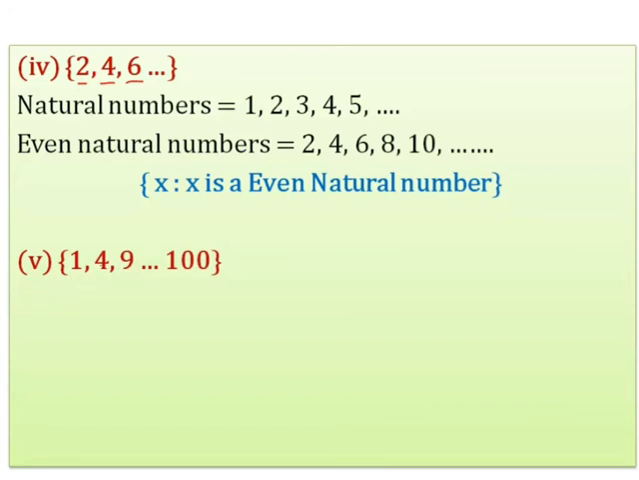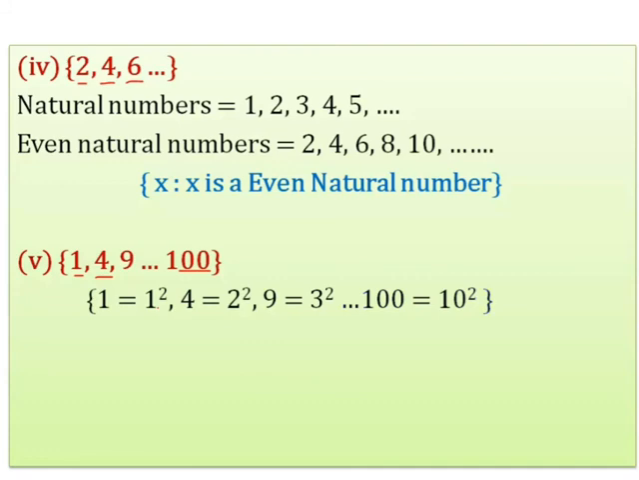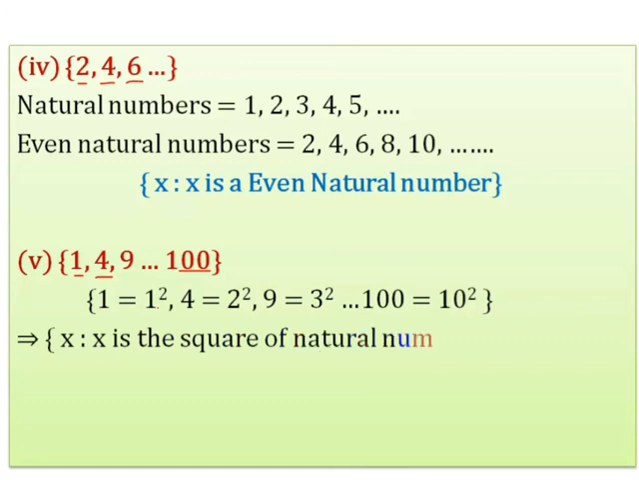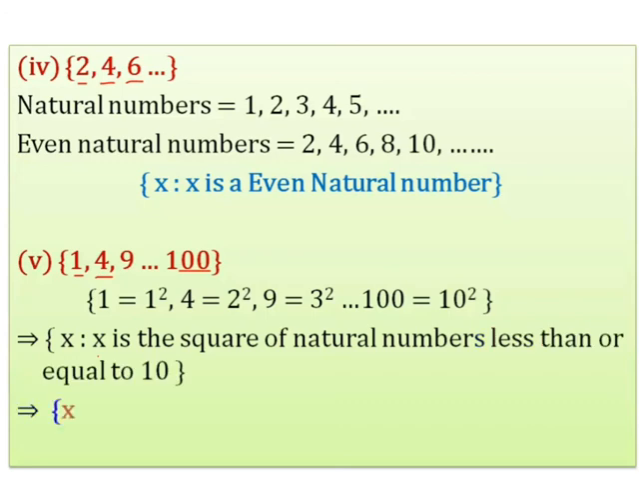Next problem is 1, 4, 9, 100. So 1 can be written as 1 squared, 4 can be written as 2 squared, 9 can be written as 3 squared and 100 can be written as 10 squared. Hence we can write this as x such that x is the square of a natural number less than or equal to 10. The numbers till 100 are given.